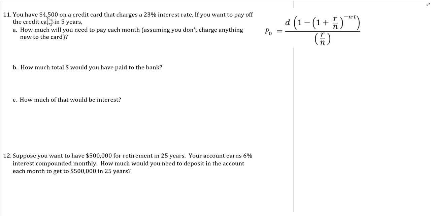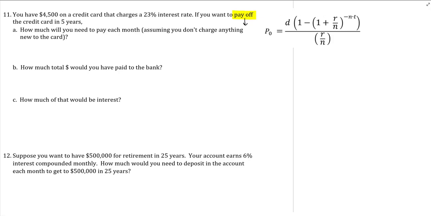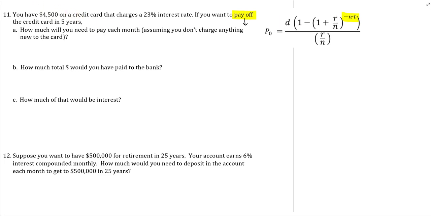Moving on to number 11. You have $4,500 on a credit card that charges a 23% interest rate. If you want to pay off the credit card, okay, there's your clue. You're wanting to pay off the credit card, which means the amount on that card should go down, which means I'm looking for the formula with the negative exponent. How much will you need to pay each month to pay it off in 5 years? Hopefully you can pay it off earlier than 5 years, but if you did it in 5 years, how much would you need to pay?